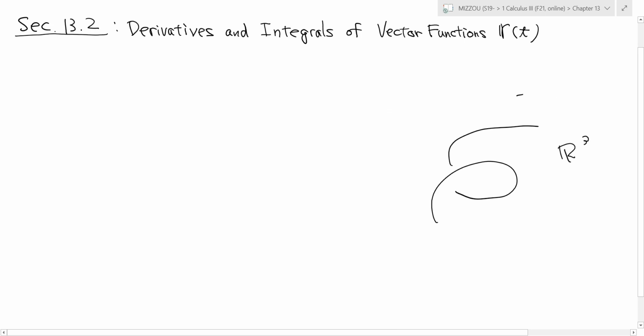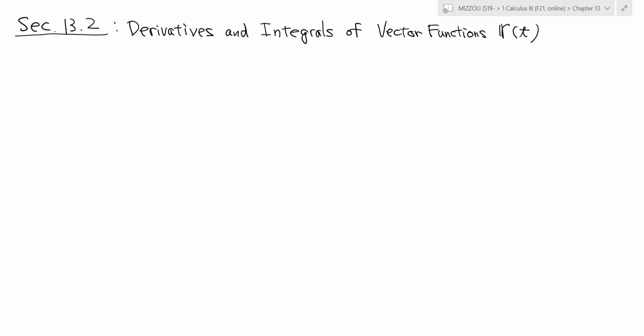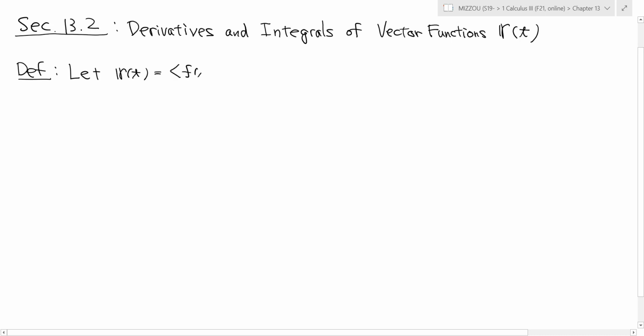Now, in this section, what we're going to do is to differentiate and integrate vector functions. So let me start with the definition of derivative. Definition. Let r of t be f of t, g of t, h of t. It's a vector function.